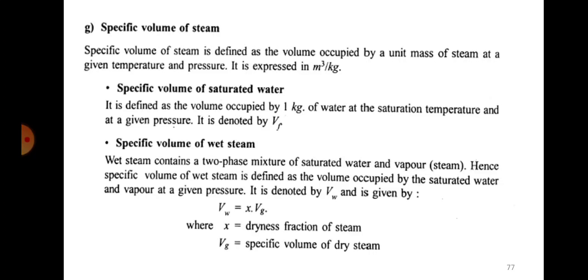Next is specific volume of saturated water. It's the same again. It's defined as the volume occupied by 1 kg of water at the saturation temperature and given pressure. It is denoted by Vf. Specific volume of wet steam. Wet steam contains, as you know, a two-phase mixture of saturated water and steam. Hence, specific volume of wet steam is defined as the volume occupied by the saturated water and vapor at the given pressure. And it is denoted by Vw, just like enthalpy as Hw, specific volume is Vw, and it is given by X into Vg, where X is the dryness fraction and Vg is the specific volume of dry steam.